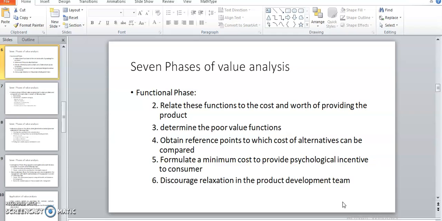Provide a psychological incentive to the customers. And the sixth one is to discourage relaxation in the product development team. These are all related to the functional phase of that particular product.